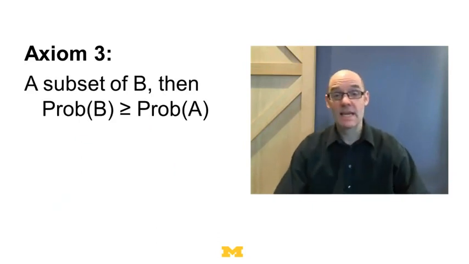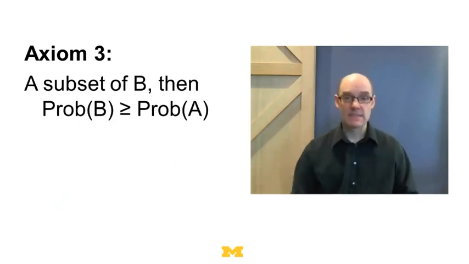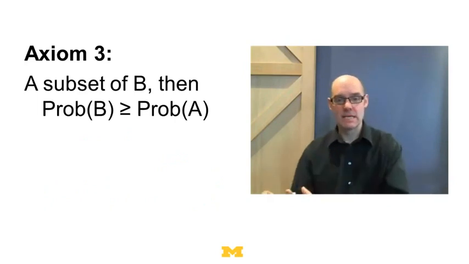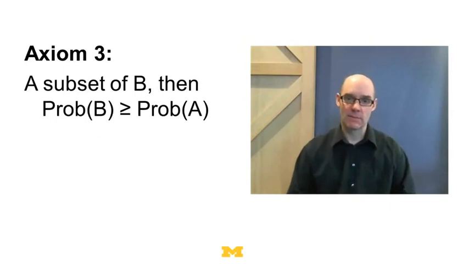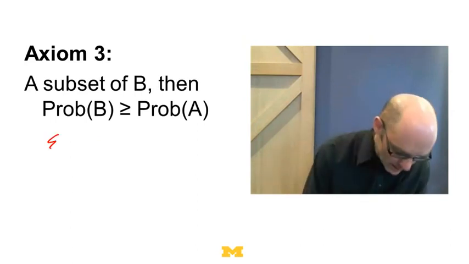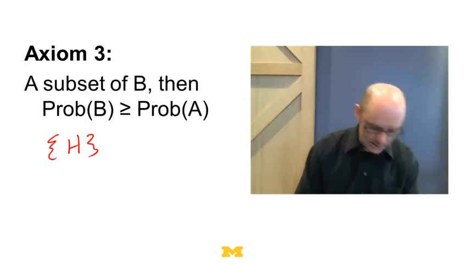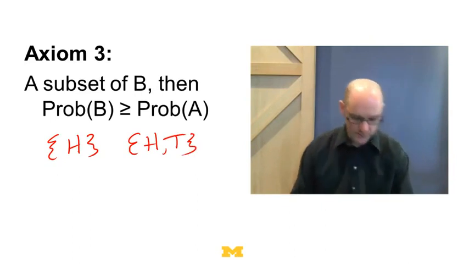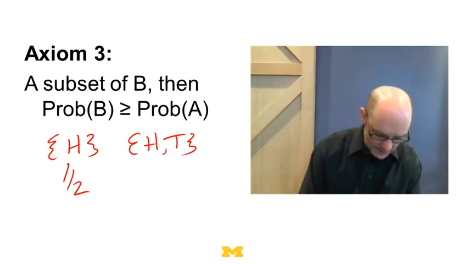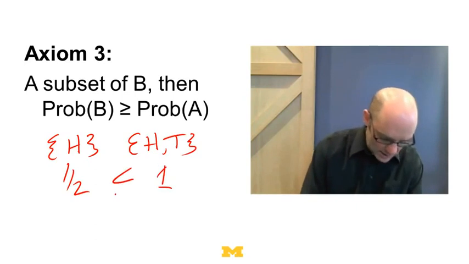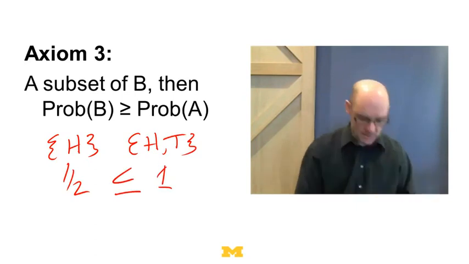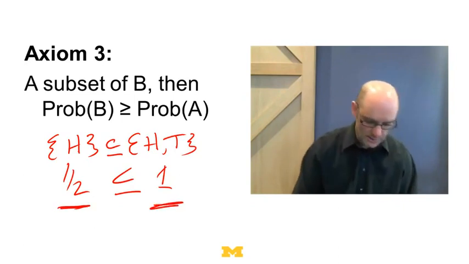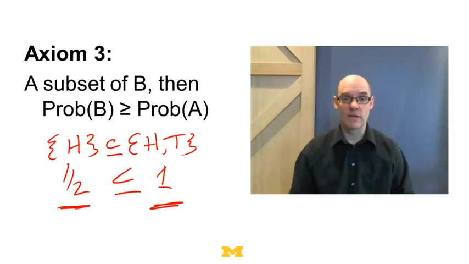Third axiom. If I have an event, which is a set of outcomes, and the event A is contained in the event B, then the probability of A is less than or equal to the probability of B. One event might be that I get a head. We write these as little sets. Another event might be that I get a head or a tails. The probability of getting a head is a half. The probability of getting a head or a tails is 1. And since getting a head is a subset of getting a head or a tails, the probability of a head, 1/2, is less than the probability of getting a head or a tails, which is 1. That's the third axiom.